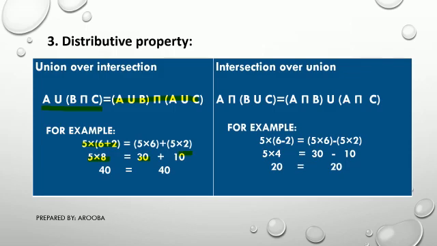And similar is the case with the intersection over union. Right hand side is the expanded form of what's written on left hand side. See the example. The difference in both the examples is only of the signs of plus and minus. In this case also answer is same.